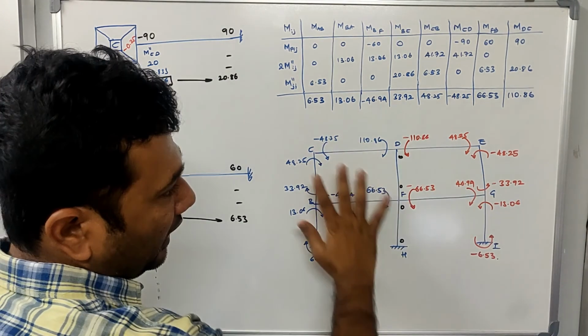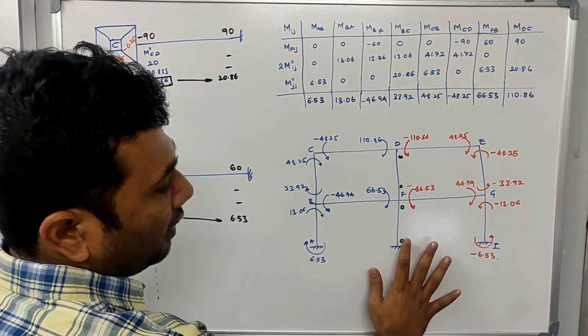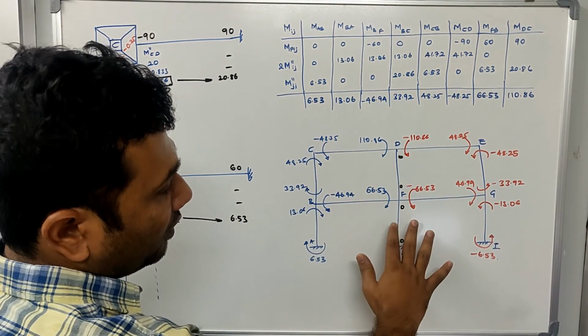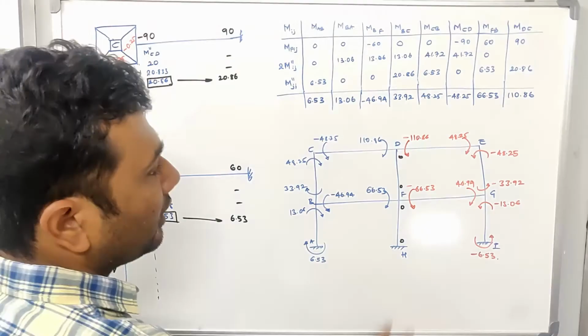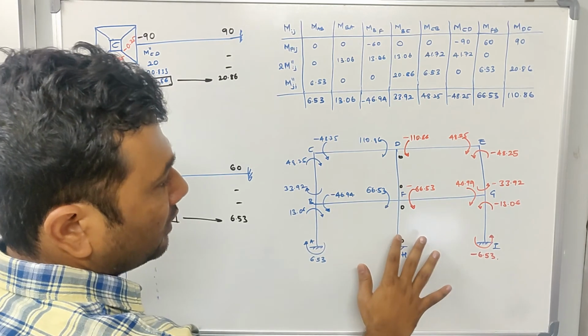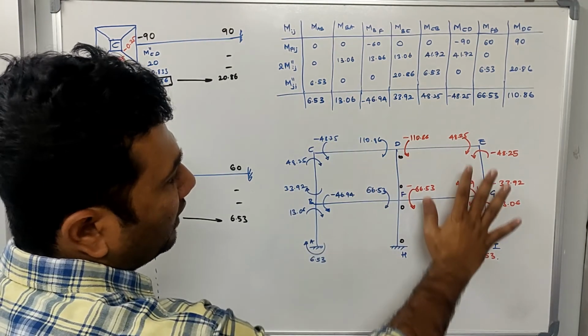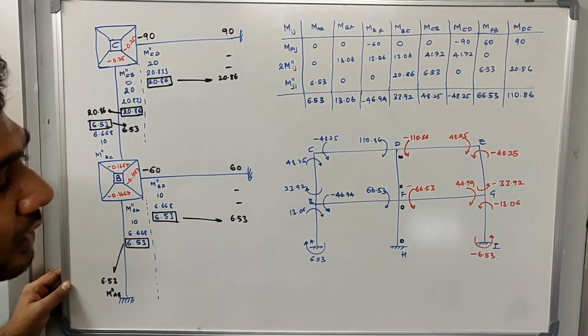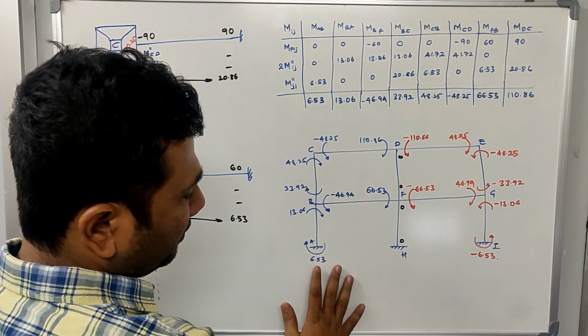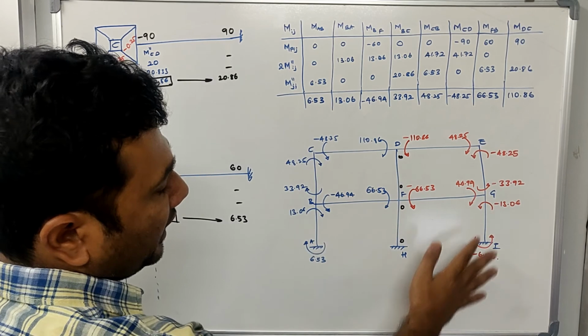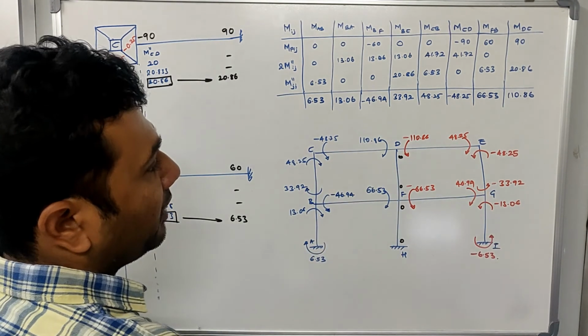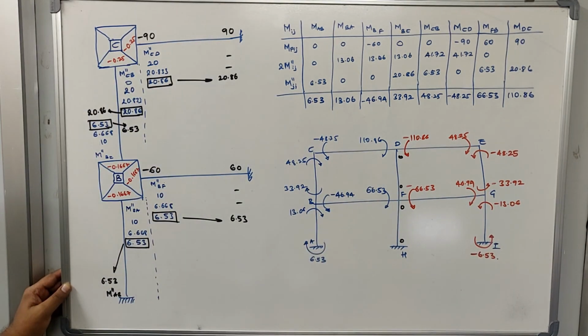Now this is how we analyze the entire frame. In the beginning itself I told you why the moments in these columns are equal to 0. We have calculated the moments for the other elements. Now the next thing is to calculate the reactions for A, H and I. After calculating the reactions, you can draw the shear force diagram and bending moment diagram. So draw the bending moment diagram and shear force diagram and show it to me. Okay, thank you.